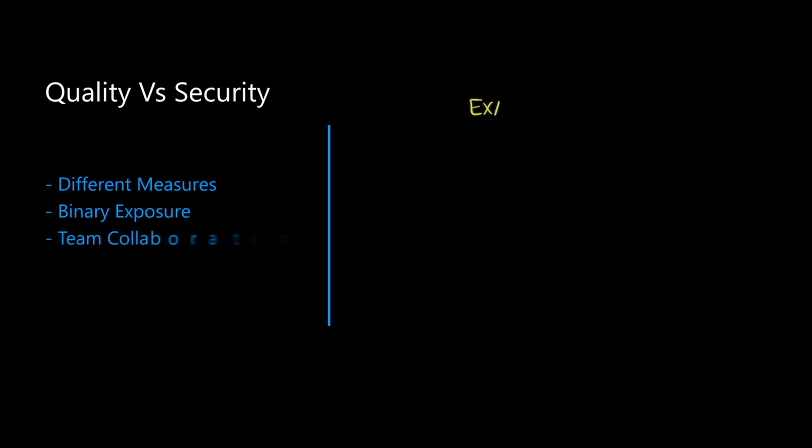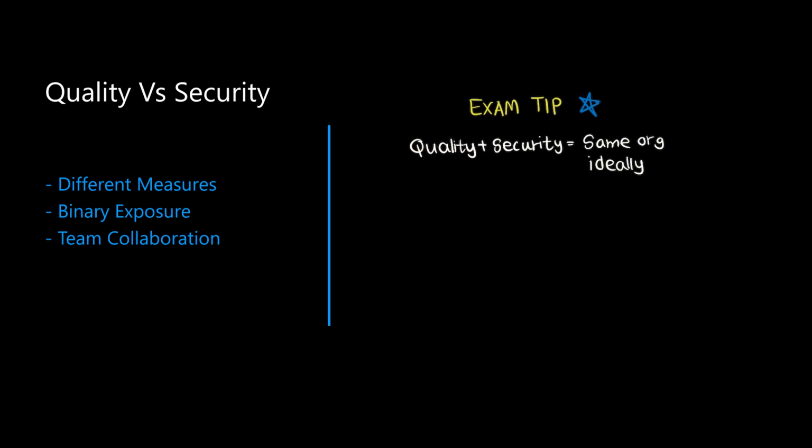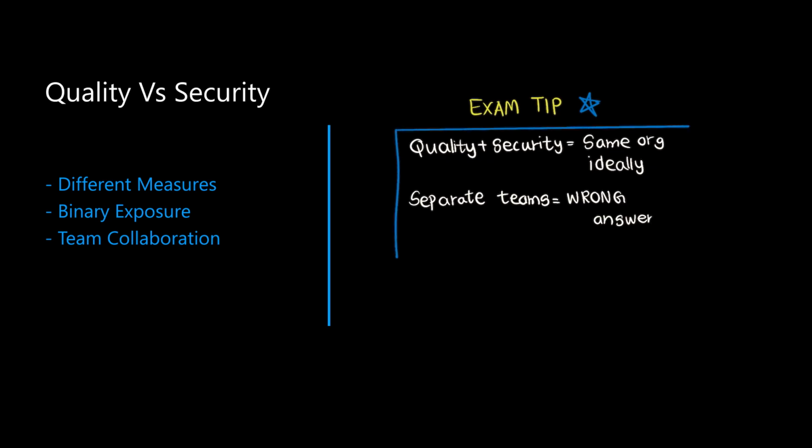The exam sometimes asks about the relationship between quality and security programs. The textbook says they should at minimum collaborate closely during development. Ideally, they should sit in the same organization under the software development engineering department. If you see an answer about keeping quality and security teams completely separate, that is wrong.